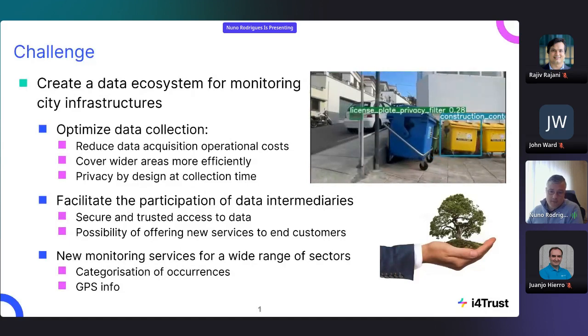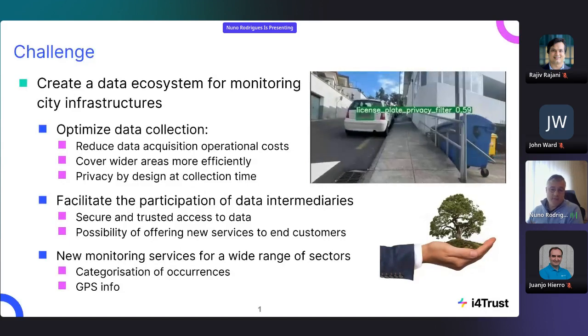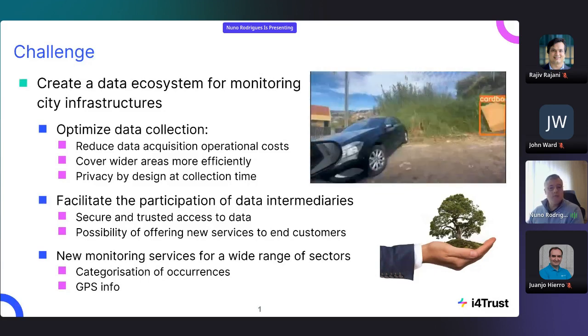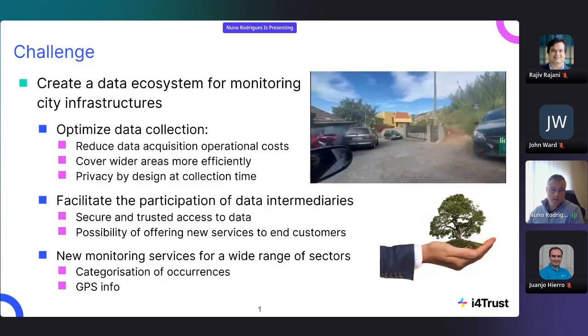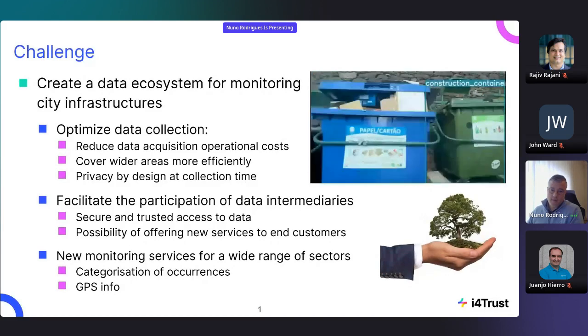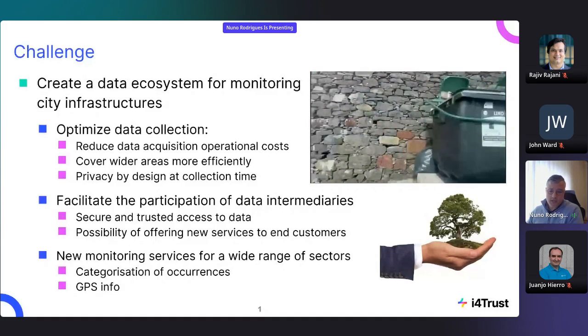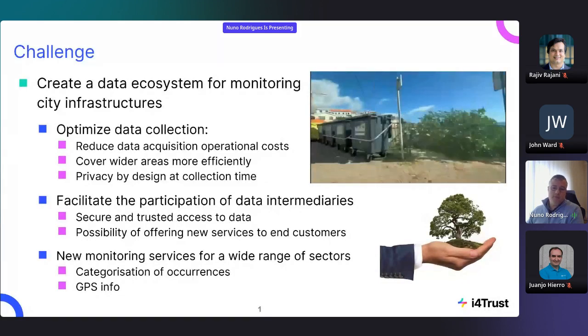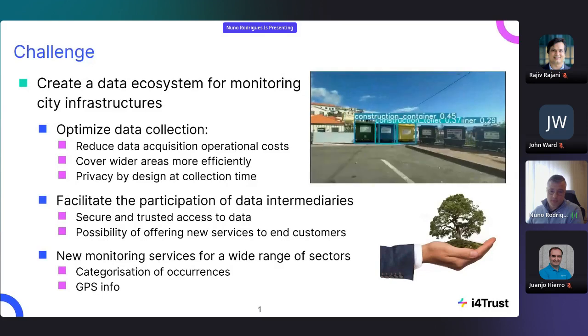Within the scope of this experiment, the system will be able to detect and record the GPS location of occurrences related to outdoor advertising, energy grids, and waste disposals. That's our target for the experiment. The detected occurrences will be shared with each corresponding partner, and they will integrate the information to optimize their operations.